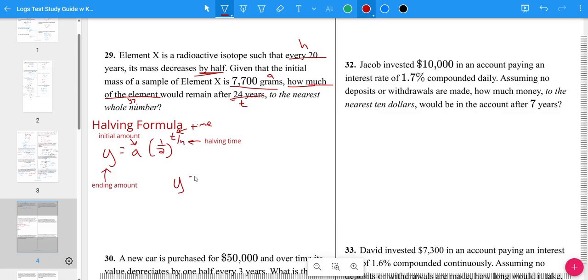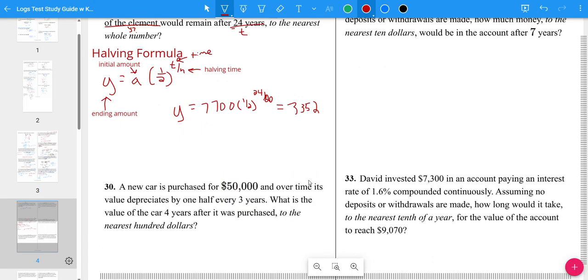So if we plug this in, Y equals 7700, then we've got T is 24 over 20. If we type that in, to the nearest whole number, we should get 3352. Okay.